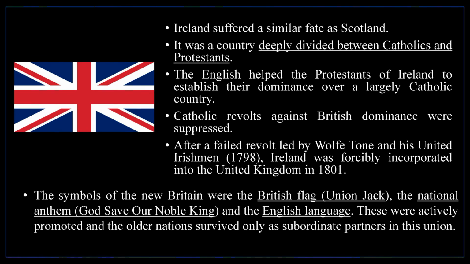The symbols of the new British Empire were the British flag, called the Union Jack, the national anthem, which is God Save Our Noble King, and the English language. These were actively promoted, and the older nations survived only as subordinate partners in this union. The British Islands were completely under England's control after 1801. This led to many issues throughout the 19th and the 20th centuries. And some of these issues between England and Scotland even continue to this day.